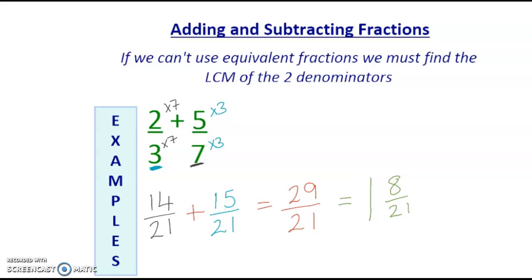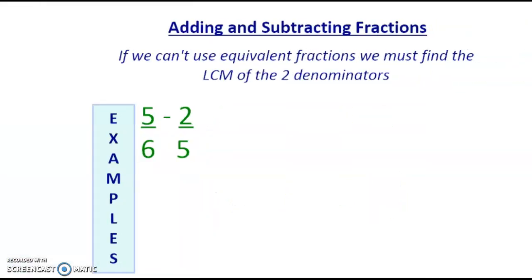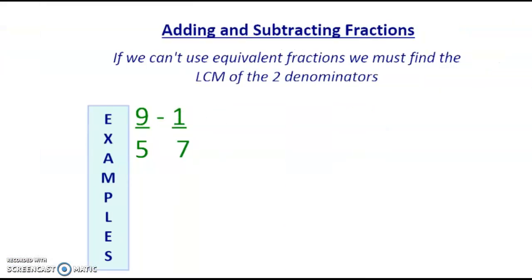I'm going to do a couple more of these because I know how difficult they are. And it's really important that we get them and we understand them. So, example number 3. Sorry. Example number 3, I've got the same example twice for some reason. Example number 3 is 9 over 5 take away 1 over 7.